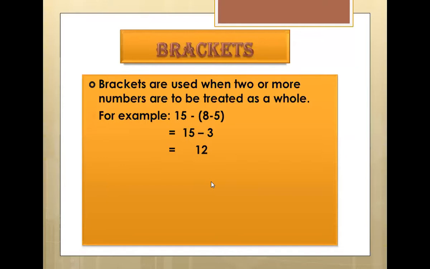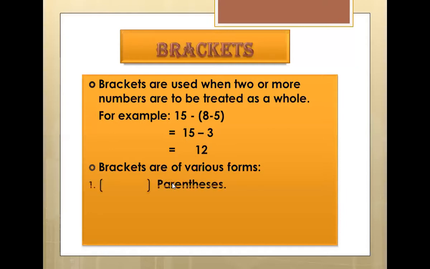That is very simple. Now, how many types of brackets do you have? You have various forms of brackets. Number 1, parenthesis, or you can say the round bracket. Then you have braces, or you can say curly brackets. And the last one is the square brackets. So these are the various forms of brackets.